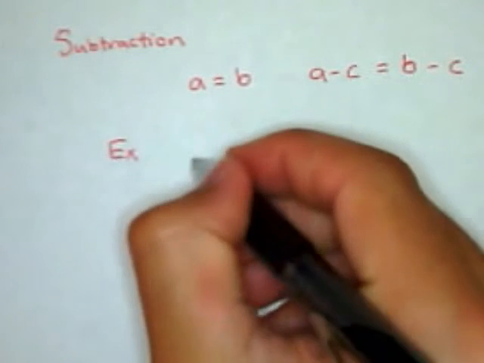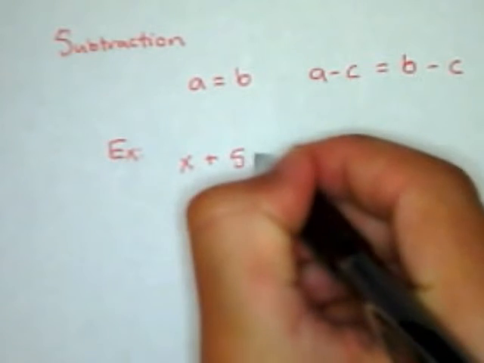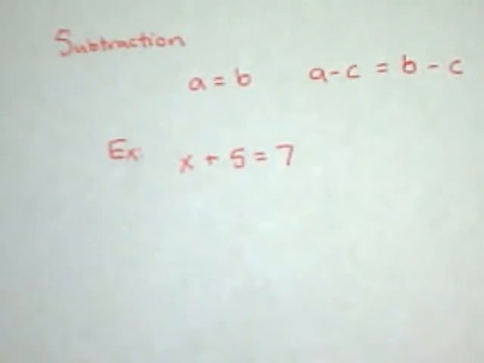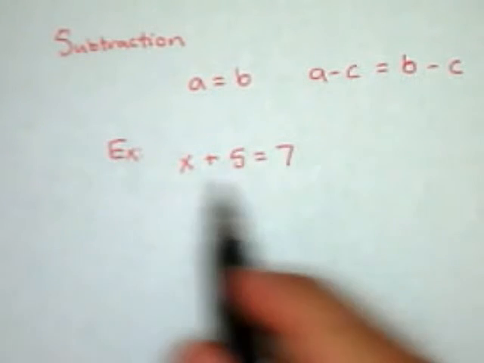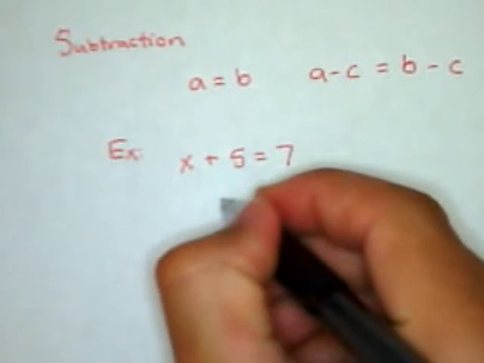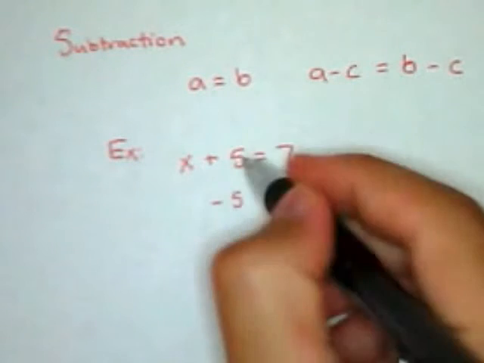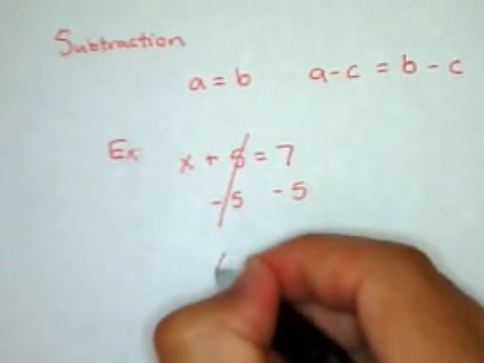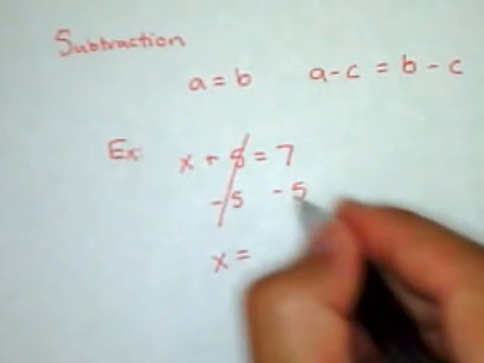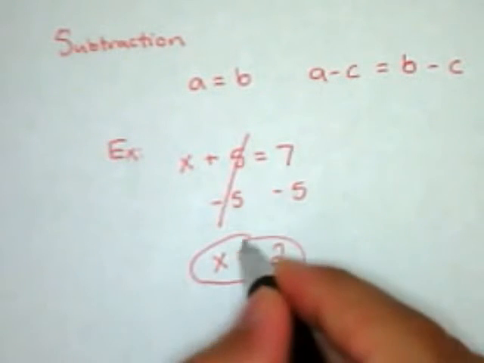So an example would be, let's look at x plus 5 equals 7. Kind of going based upon the last example. The last example was x minus 5 equals 7. This is x plus 5 equals 7. Again, we want to solve for x here. So how do we do that? We're going to subtract 5 from both sides. So we subtract 5, those cancel out. I'm left with x equals 7 minus 5, which is 2. So we know that x equals 2.